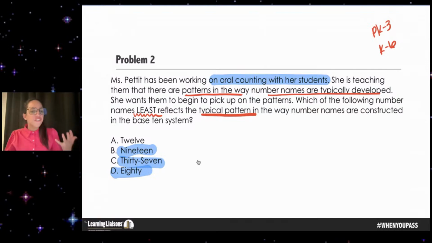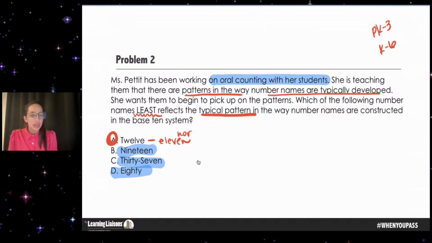12 does not follow that typical pattern. In fact, 12 is the correct answer, but neither does 11. 11 doesn't follow that pattern either. But every other number in our number system follows that pattern for the most part, right? And so 11 and 12 can be really difficult for our little ones to conceptualize when they start to represent those numbers. In fact, it can also be hard for them to conceptualize when they start to learn how to just rote count.